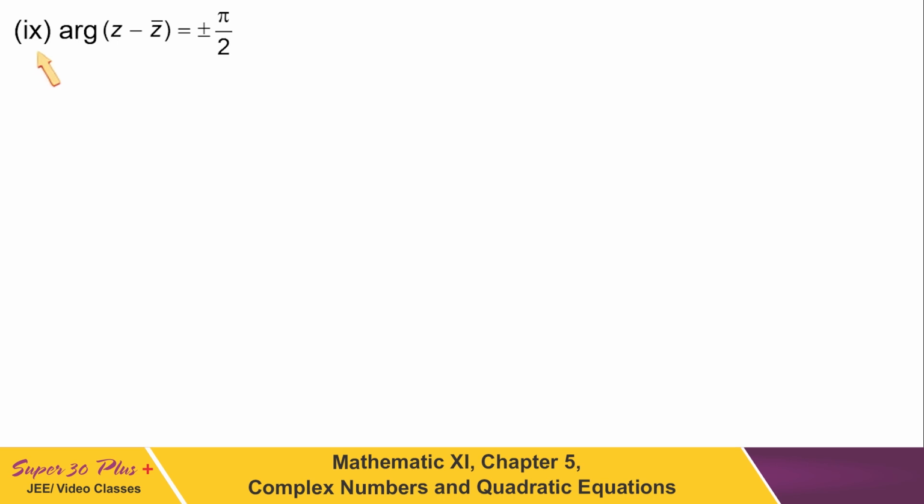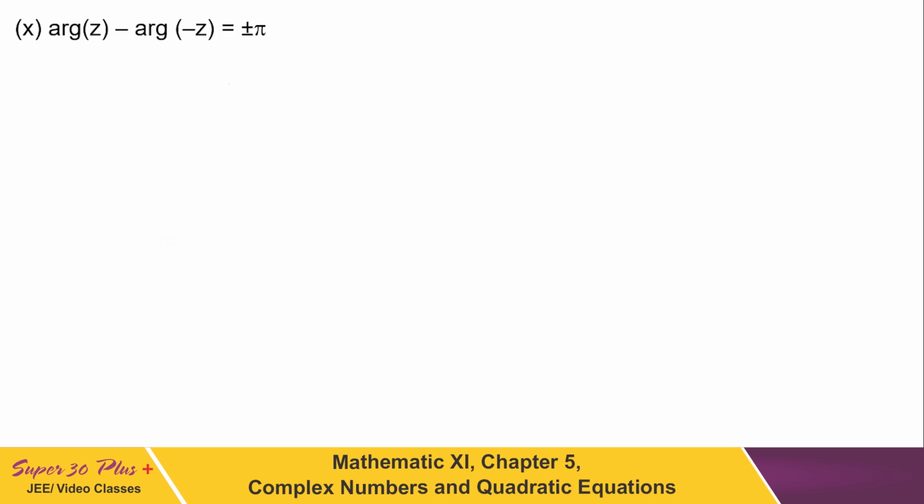Students, property number 9 is here, argument of z minus z bar. Let z is equal to a plus iota b. Then z bar will be a minus iota b. What is the value of z minus z bar? It is 2 iota b. It is a purely imaginary number, and as we know, the argument of a purely imaginary number is equal to plus minus pi by 2. If b is positive, then it is plus pi by 2. If b is negative, then it is minus pi by 2. So we can write argument of z minus z bar is equal to plus minus pi by 2.